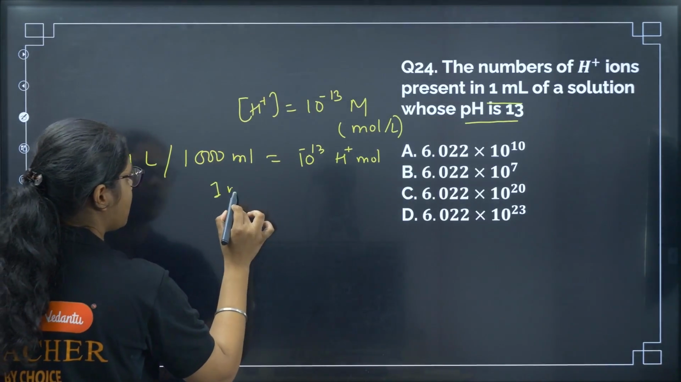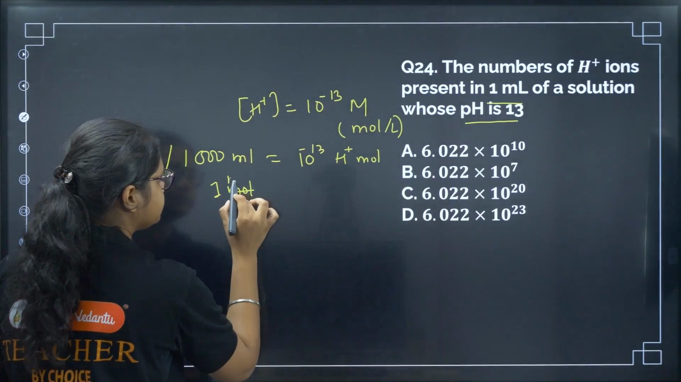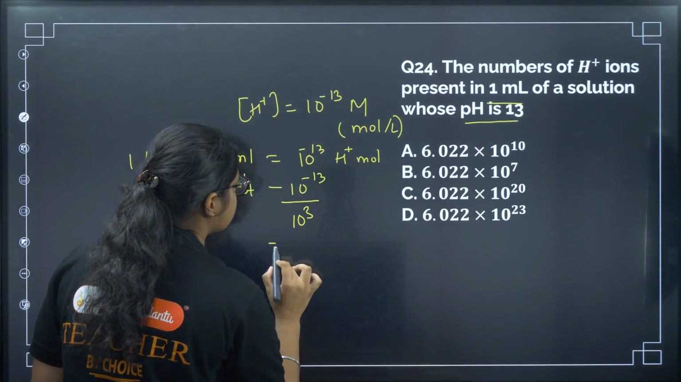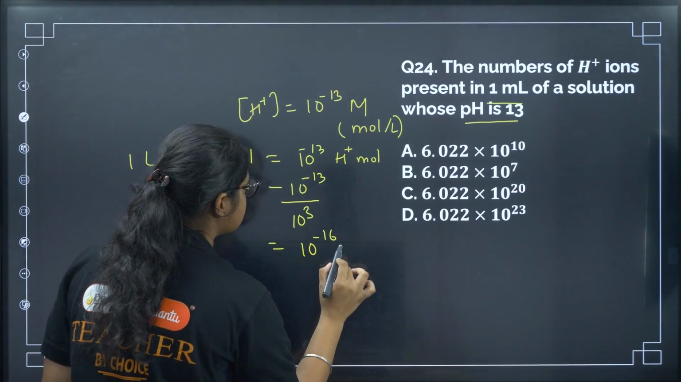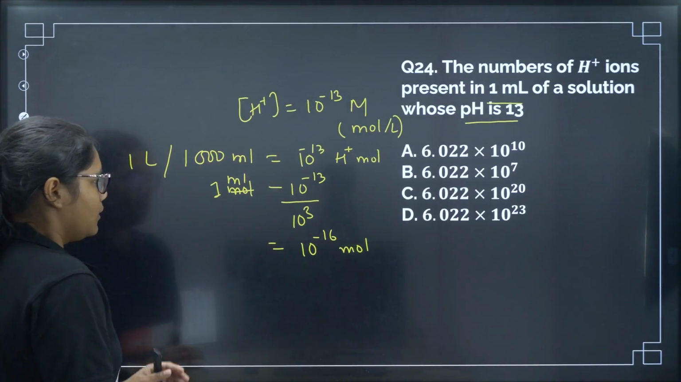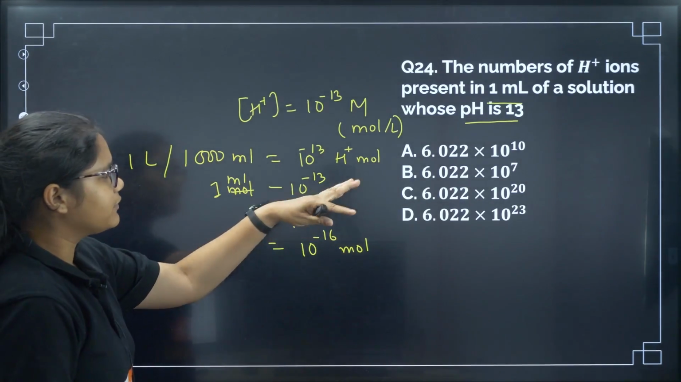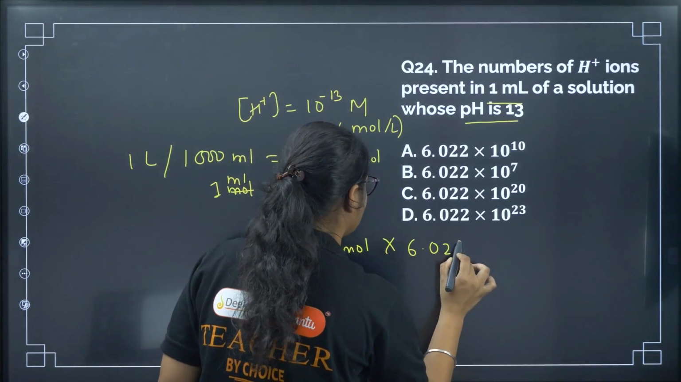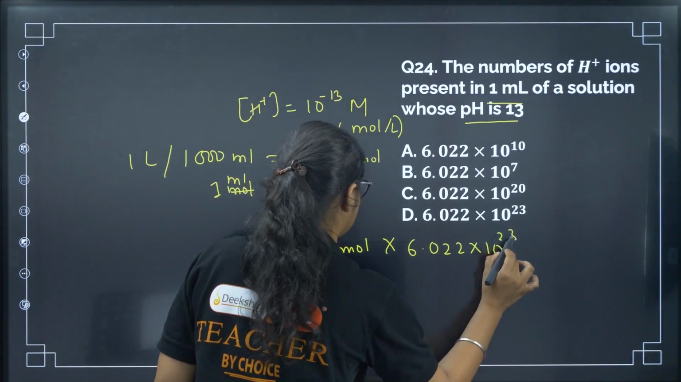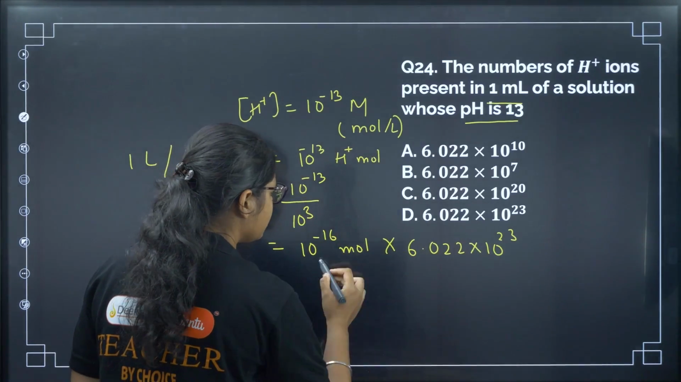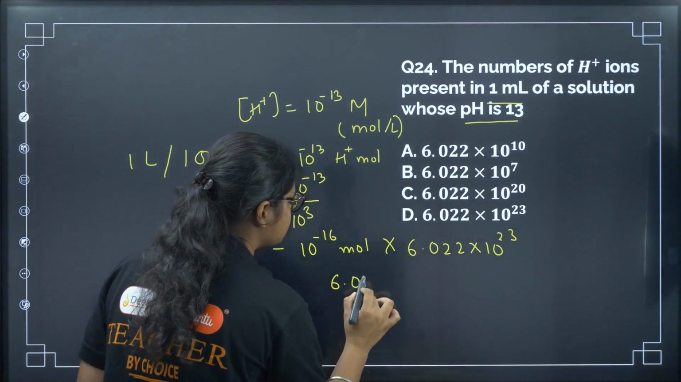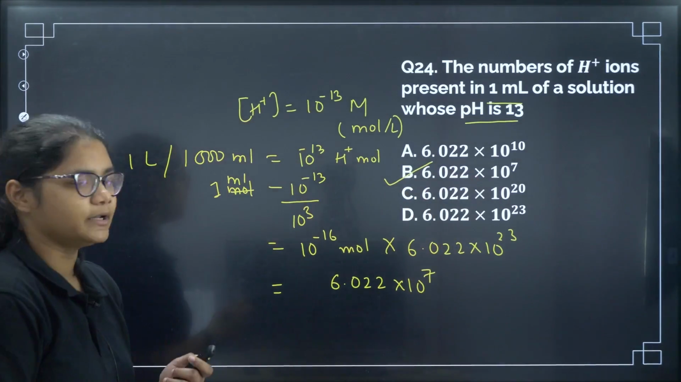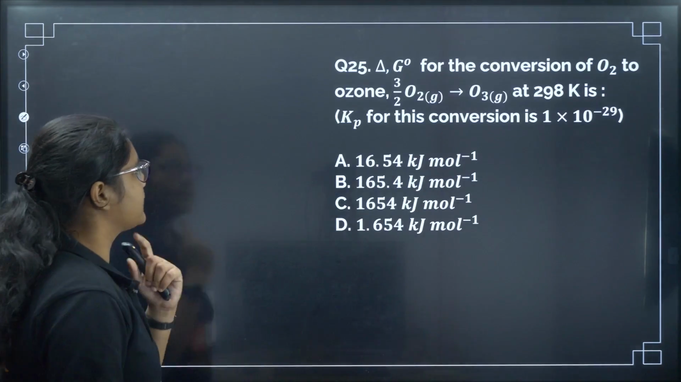The question is asking for, sorry, in 1 ml. In 1 ml, it will be 10 to the power of minus 13 by 10 to the power of 3. That will be equal to 10 to the power of minus 16 moles, right? Now, we want to calculate the number. So this many moles means how many Avogadro number? 6.022 into 10 to the power of 23. So 23 minus 16 will be equal to 6.022 into 10 to the power of 7. The correct answer for this question will be option number B. Okay. Now let us see the next question.